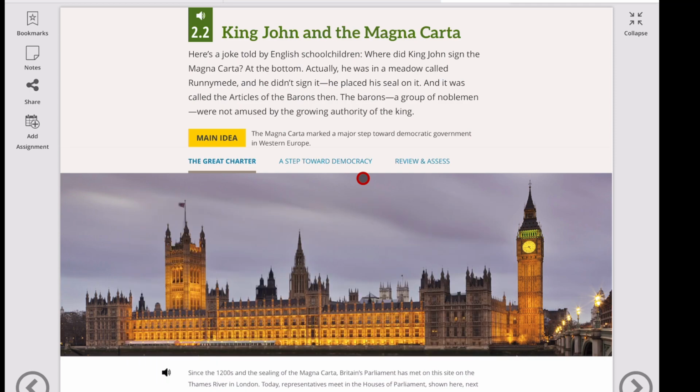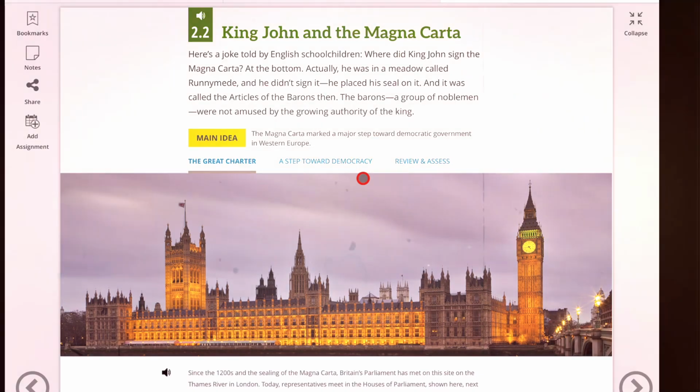The Magna Carta was a major step toward democratic government in Western Europe. Here in Lesson 2.2, we will explore the causes and effects of this important document. This presentation from the British Library provides an excellent explanation with animation about the historical development of the Great Charter, or the Magna Carta.